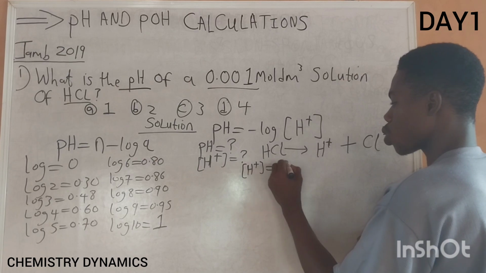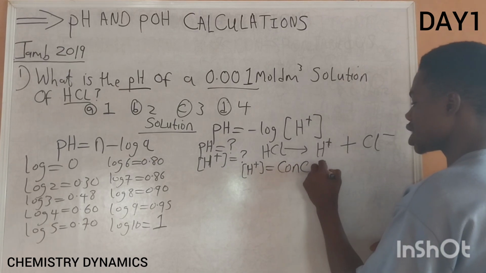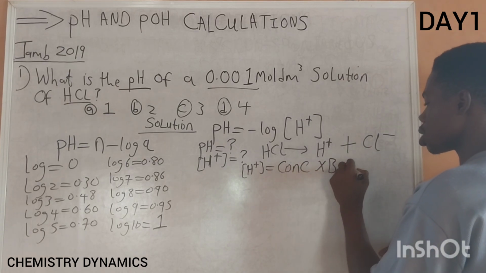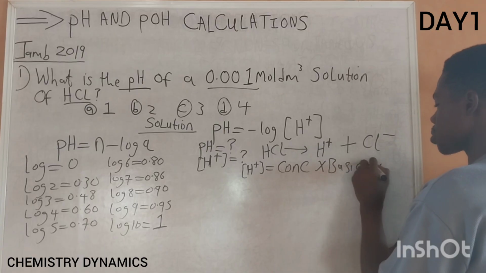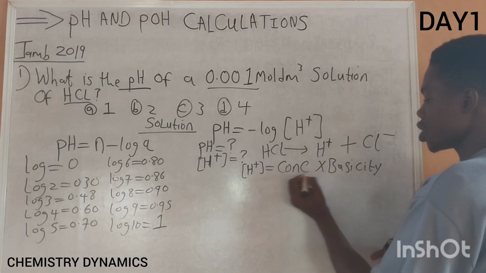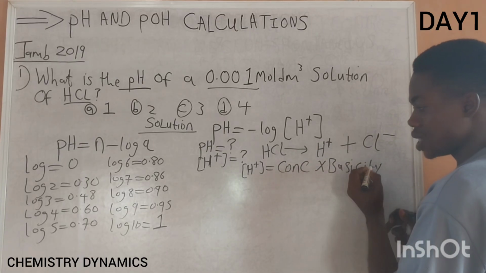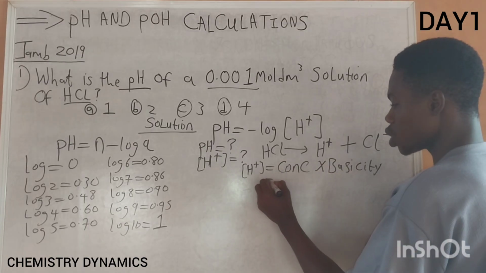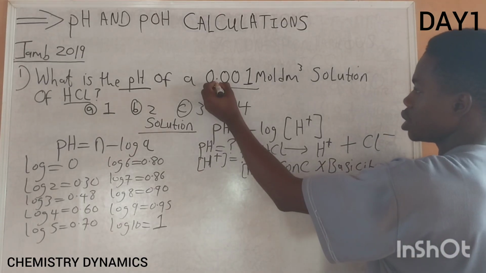So from here, to find our hydrogen ion, we use this formula: hydrogen ion equals concentration times basicity. So hydrogen ion will be concentration times basicity. Are you seeing it now? Therefore our hydrogen ion will be the concentration, which is given in the question.